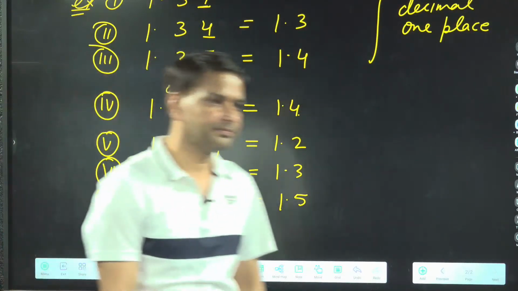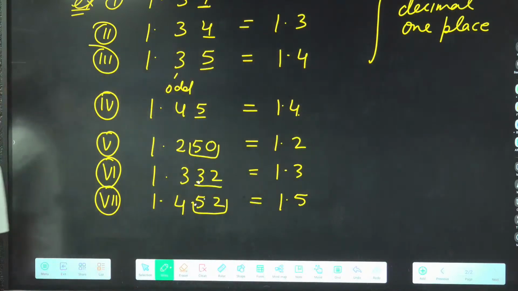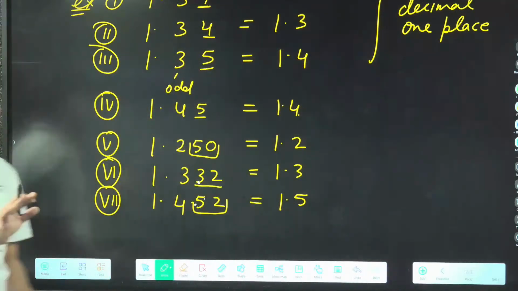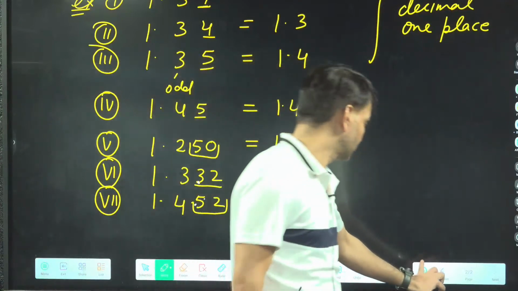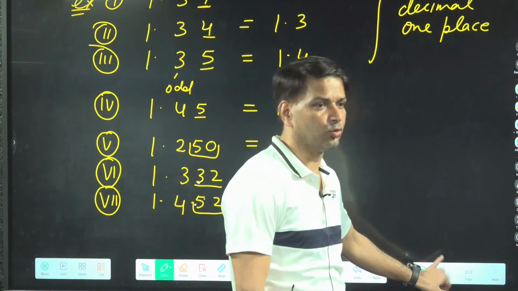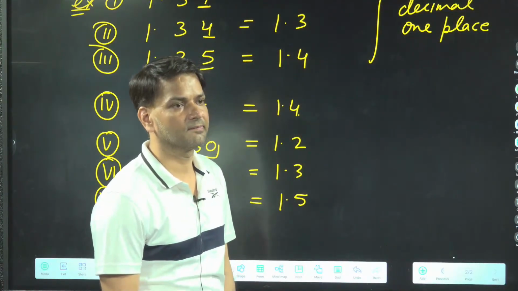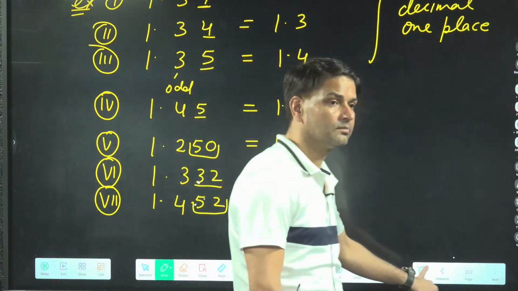Now everybody got it? Okay. So this is the rule of the round off. 1.352 is equal to 1.4. Okay then.